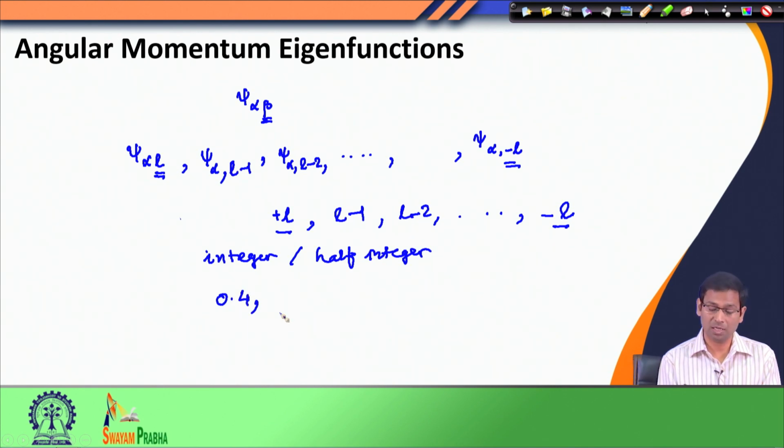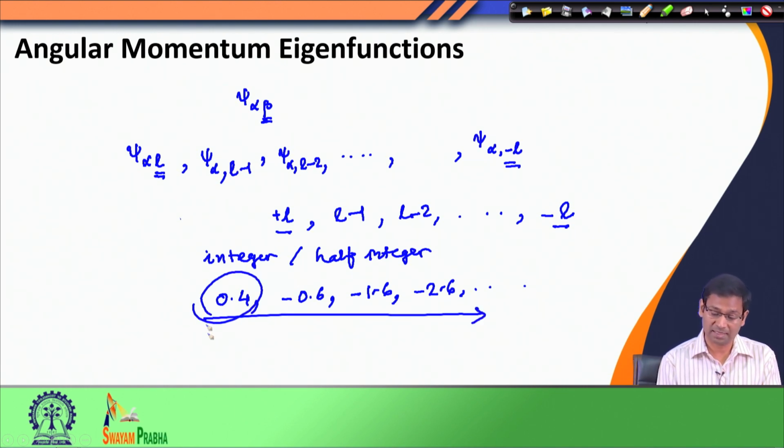So, what will be L minus 1? 0.4 minus 1, that will be minus 0.6, and what will be L minus 2? That will be minus 1.6, L minus 3 will be minus 2.6 and so on and so forth. In this series, when you see that I started with plus L, minus L would have been minus 0.4. So, in this series starting from 0.4, I can never reach minus 0.4 when I go in the step of 1. So, therefore, 0.4 is not an acceptable value for L. What is an acceptable value? If it is an integer or a half integer, then it is all right.